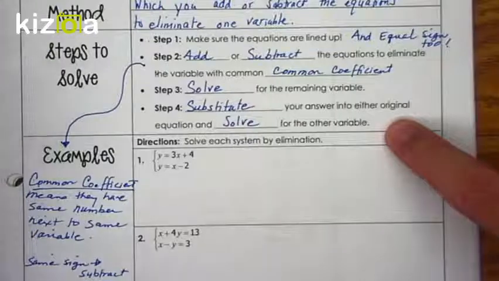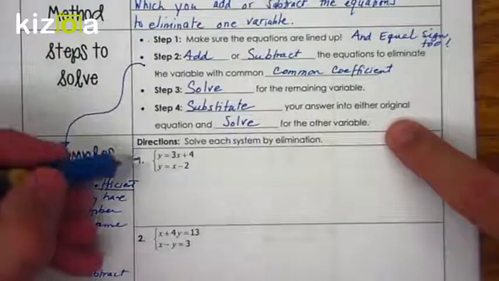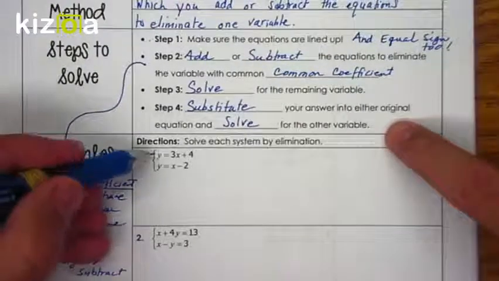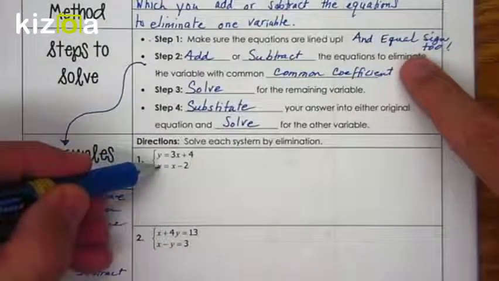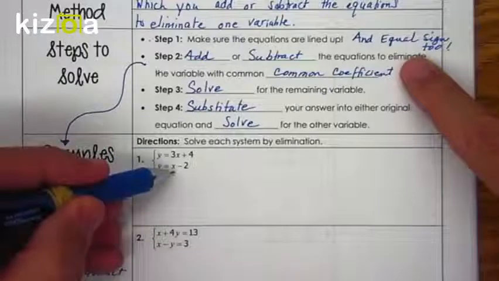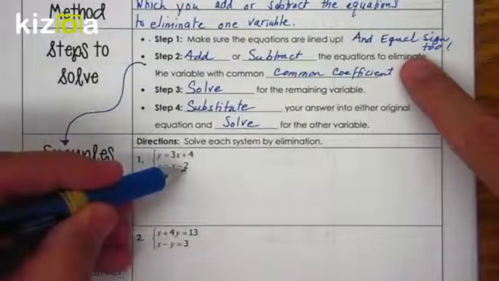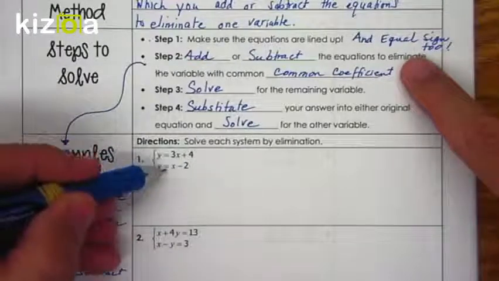Let's go ahead and practice this. If you look here in equation 1, you'll see that I have step 1 taken care of. My y's are lined on top of each other, my x's are lined on top of each other, and my constants are lined on top of each other, as well as the equal signs.